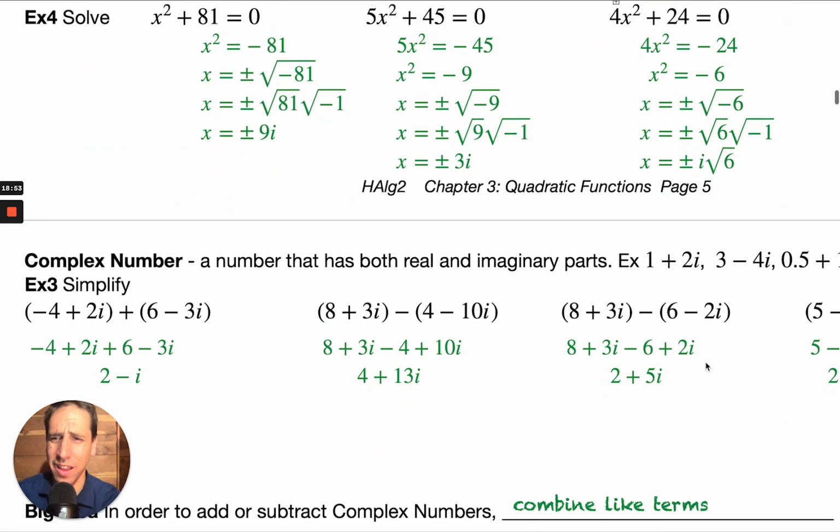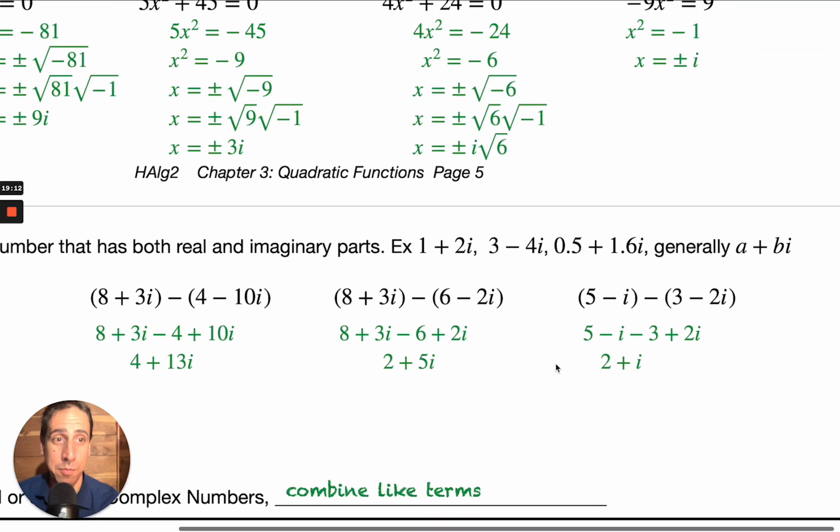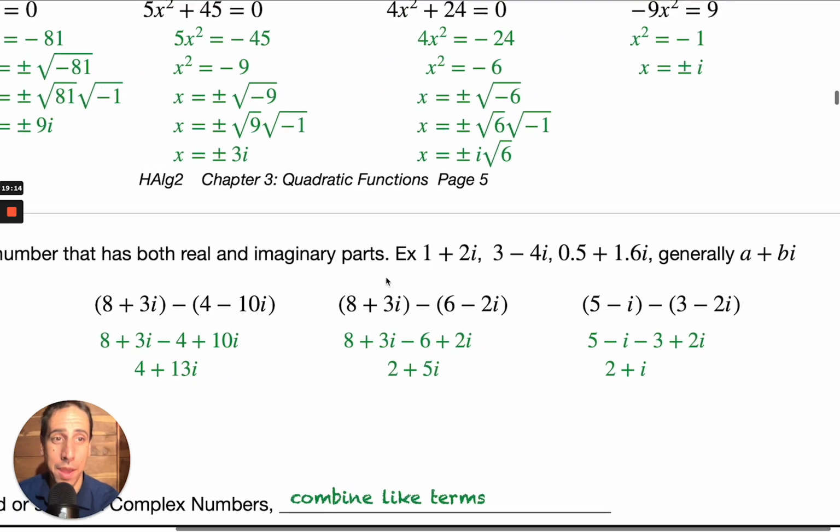How do you add these together? Well, you would combine the like terms. You can't combine negative 4 plus 2i, but you can combine the negative 4 and the 6. You get 2. You can combine the 2i and the negative 3i. 2i minus 3i is negative 1i. So there it is, 2 minus i. And you notice I'm writing it in a plus bi format.